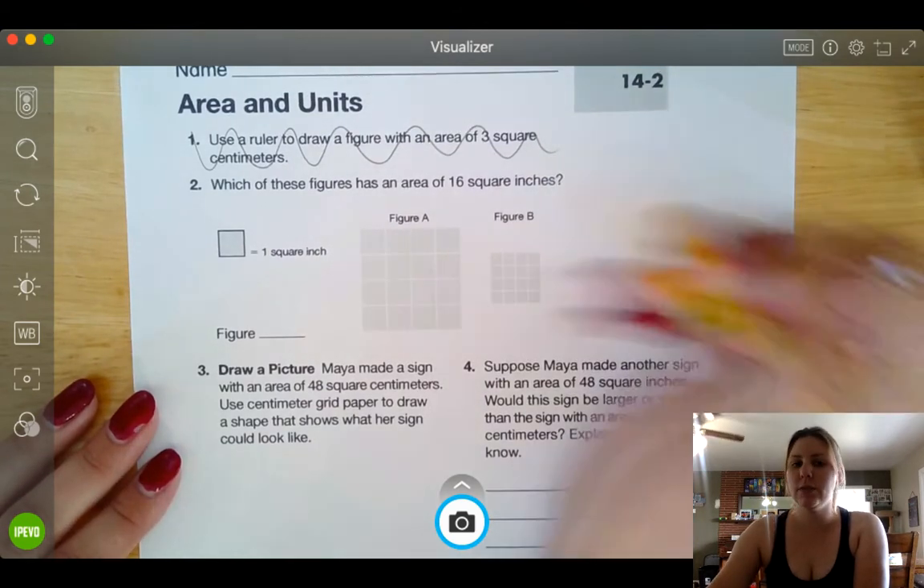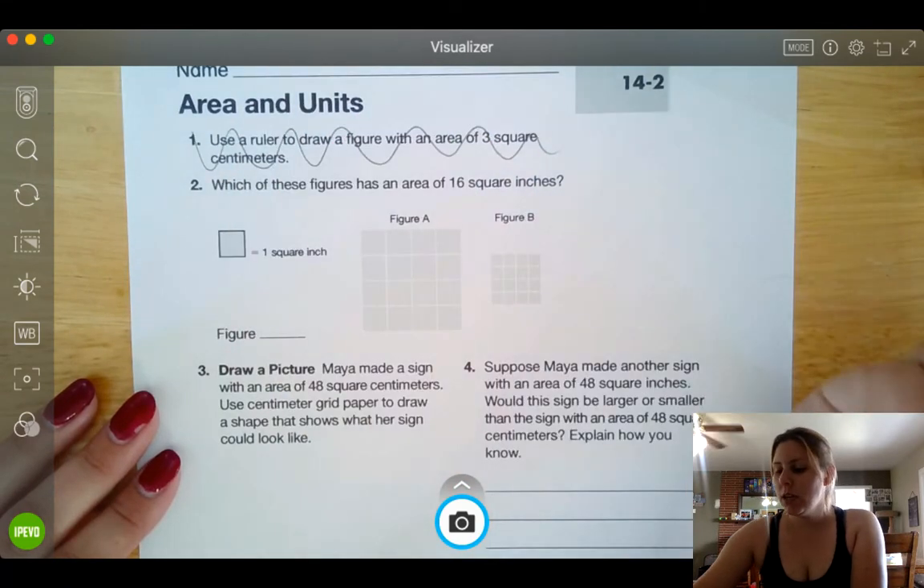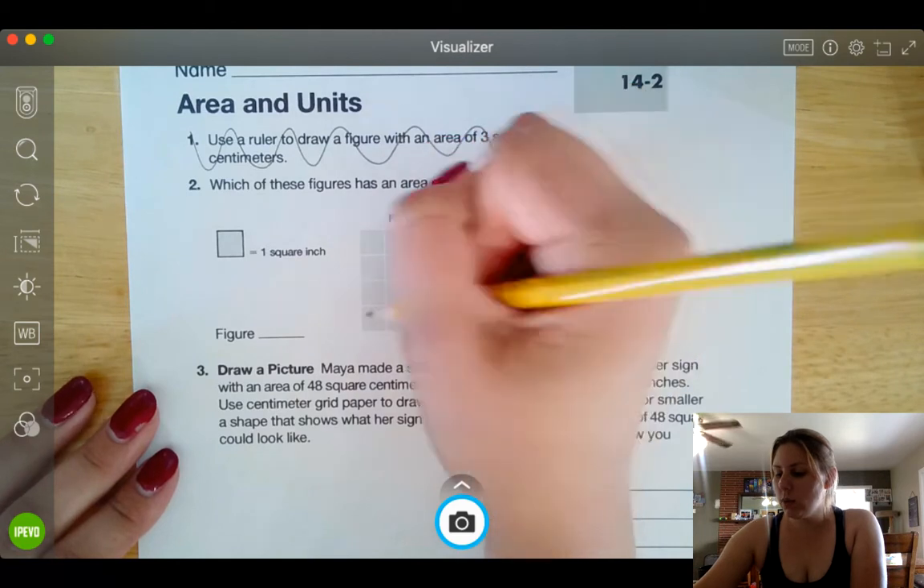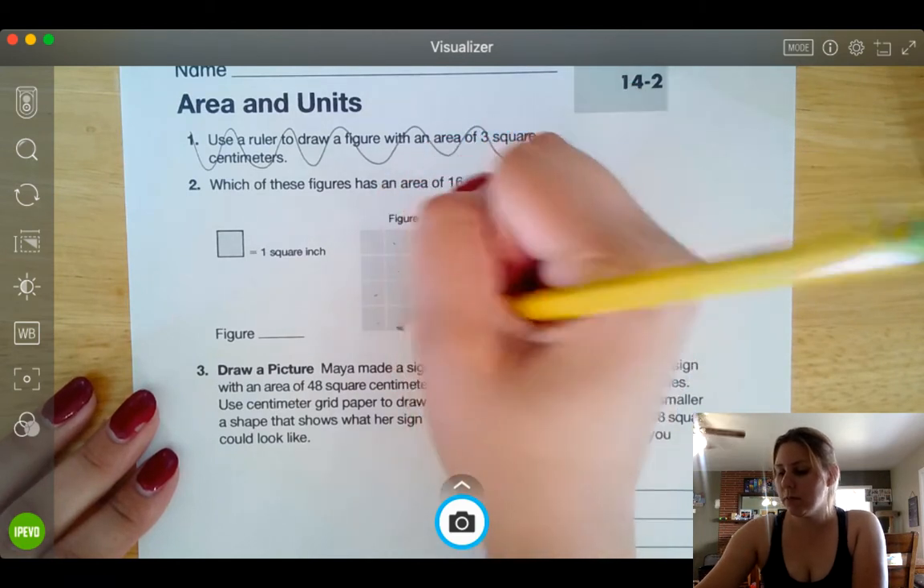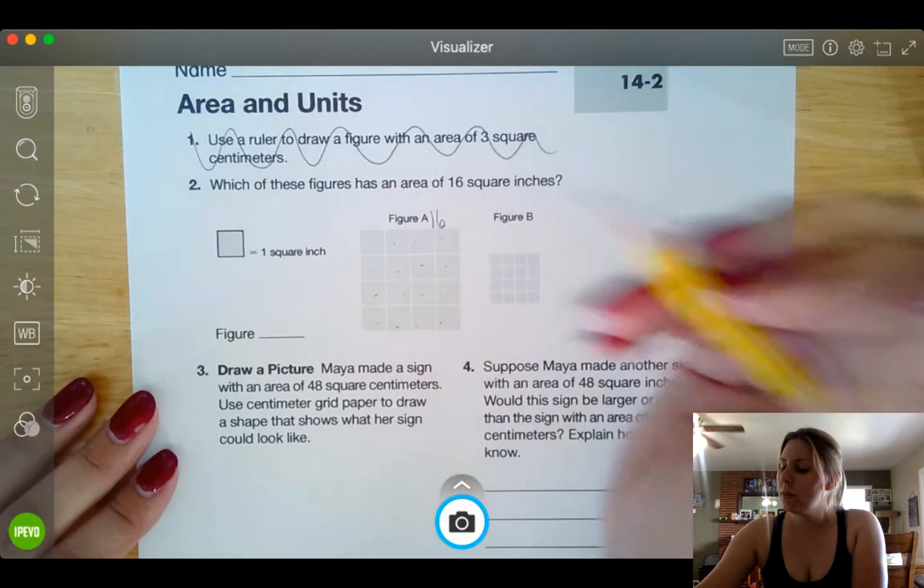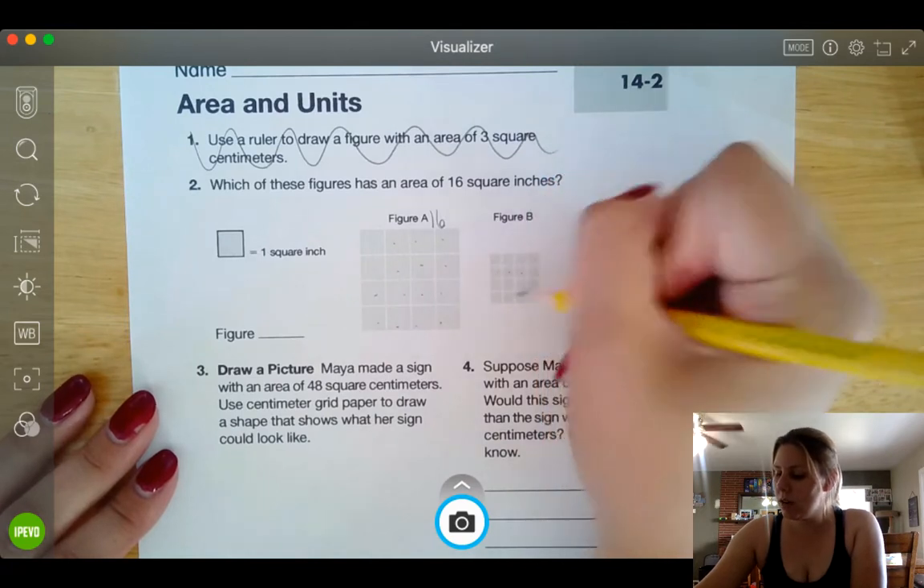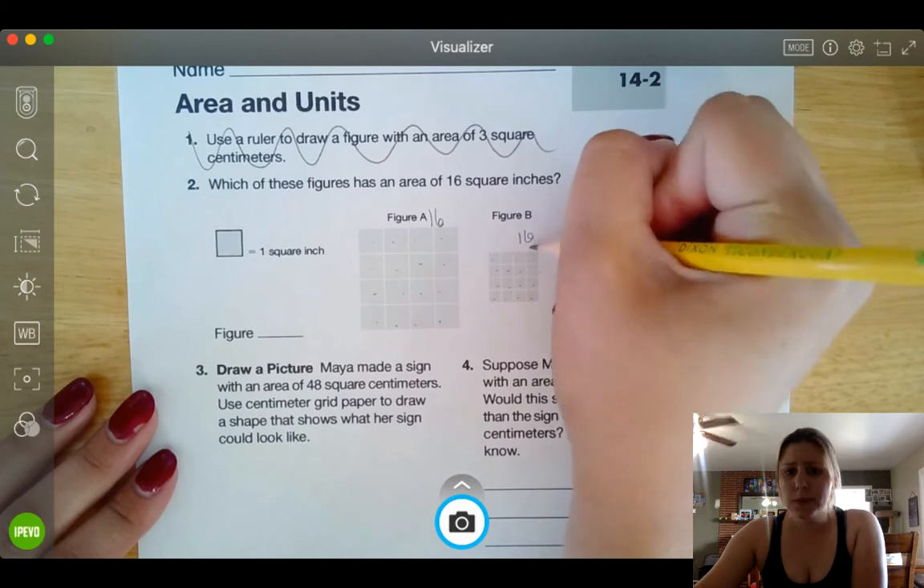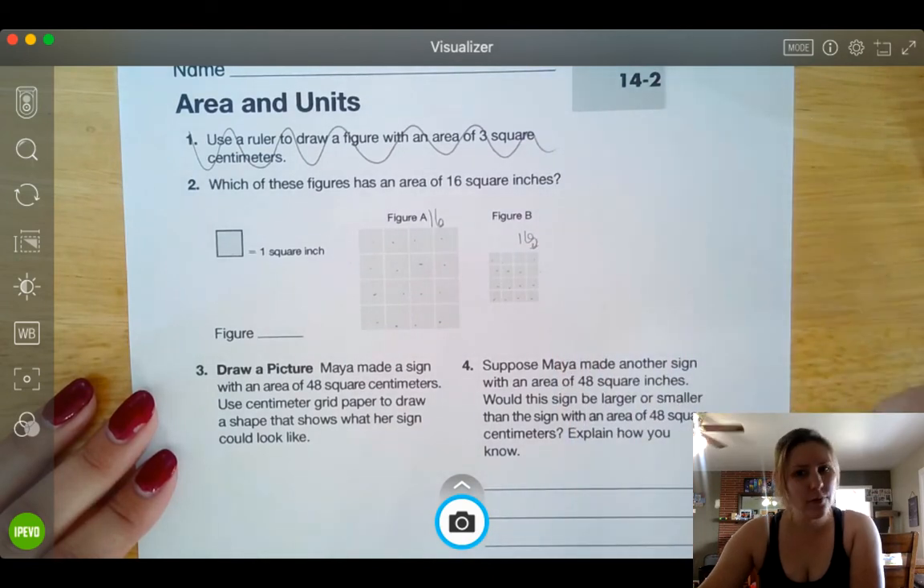And we see that this represents a square inch. 1, 2, 3, 4, 5, 6, 7, 8, 9, 10, 11, 12, 13, 14, 15, 16. This one has 16. 1, 2, 3, 4, 5, 6, 7, 8, 9, 10, 11, 12, 13, 14, 15, 16. Huh. But this one also has 16. What's the difference between the two?